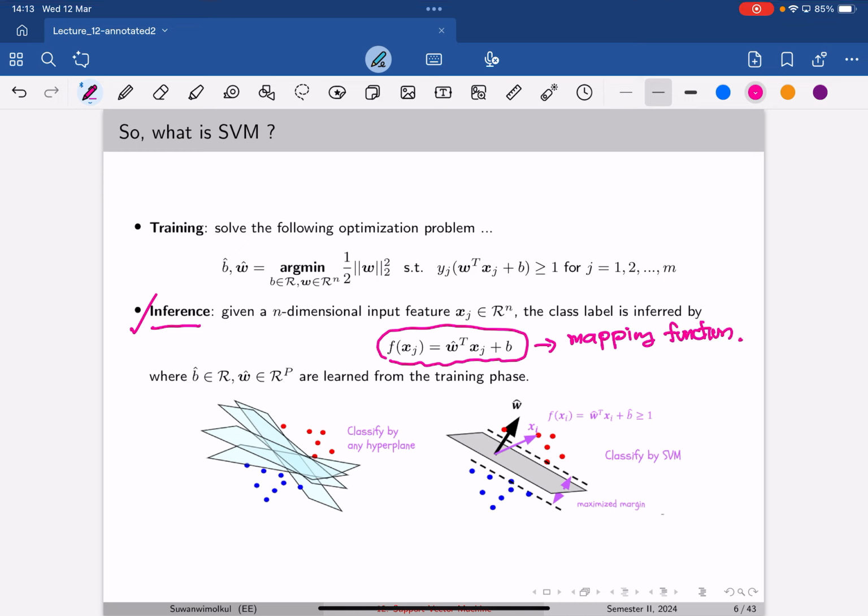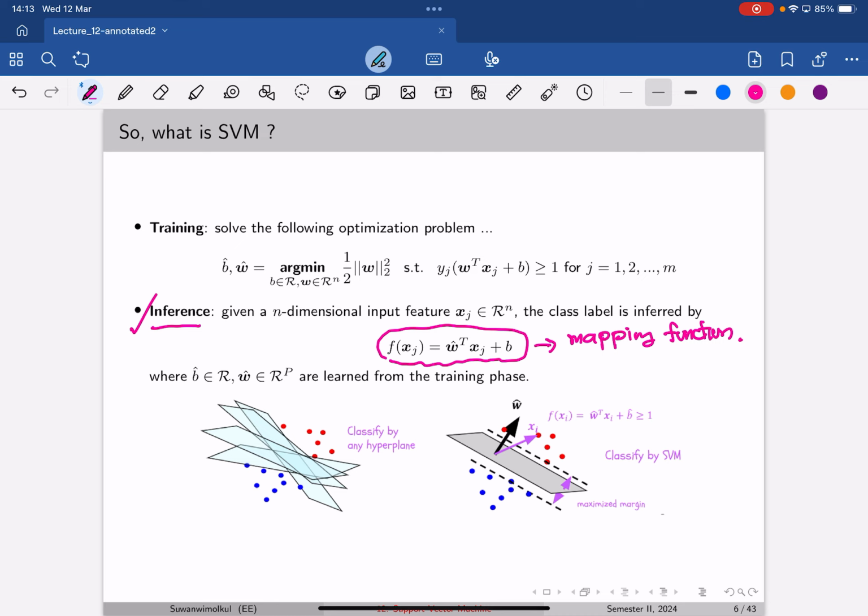This mapping function should map x into a certain region if x belongs to a certain class, and map x to the other region if it belongs to the other class. Once it's mapped, then you can start to have a hyperplane to cut it.